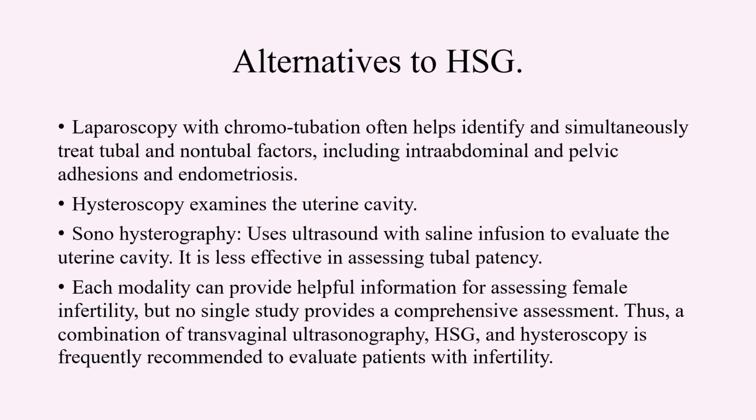What are the alternatives to this procedure? A laparoscopy with chromotubation often helps to identify and to simultaneously treat tubal and non-tubal factors, including intra-abdominal and pelvic adhesions and endometriosis. A hysteroscopy will examine the uterine cavity and exclude the presence of a uterine septum, submucosal fibroids, intrauterine adhesions, or scarring.